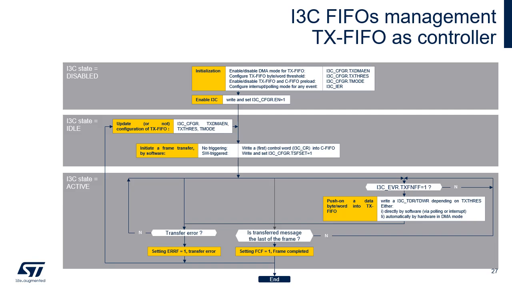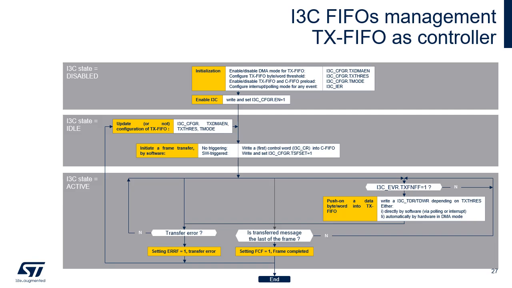As soon as the transfer is initiated, a transition to active state occurs. When a DMA channel is used, the DMA automatically writes data words to the I3C TDR or I3C TDWR register from its memory source buffer until the frame completes. Software TX-FIFO refill can be based on polling or interrupt. The configuration for the TX-FIFO management can be modified when the I3C peripheral is not in active state.